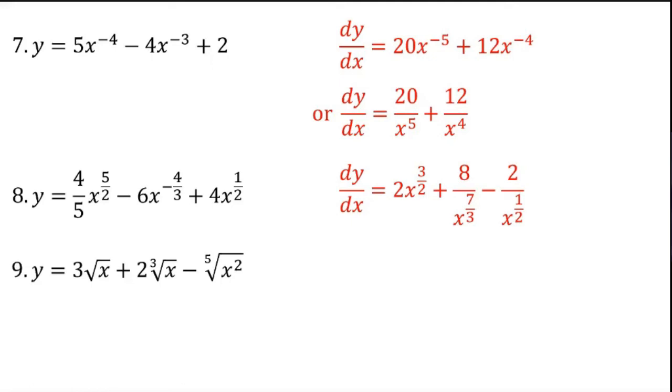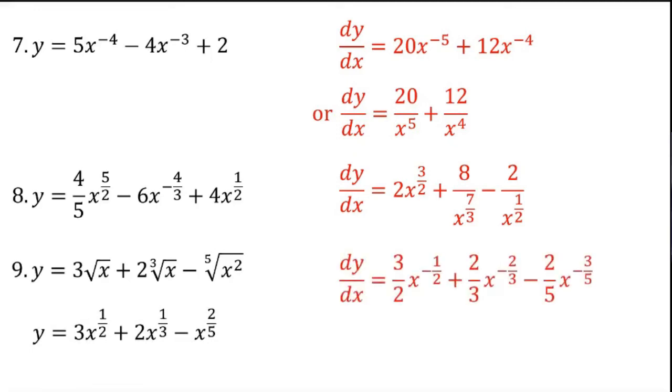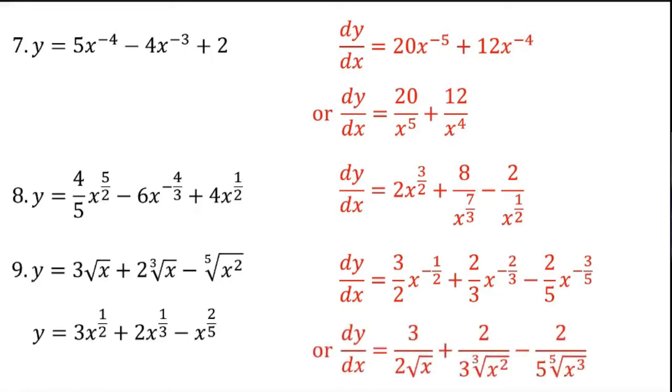Jasmine, ano yung sagot mo? Y prime is equal to 3 over 2x raised to negative 1 half plus 2 over 3x raised to negative 2 over thirds minus 2 over 5x raised to negative 3 fifths. Okay. Very good, Jasmine and Aliana. So, what you will do first in class, when there are radicals, express them in rational exponents. This is Jasmine's answer, and this is Aliana's answer.